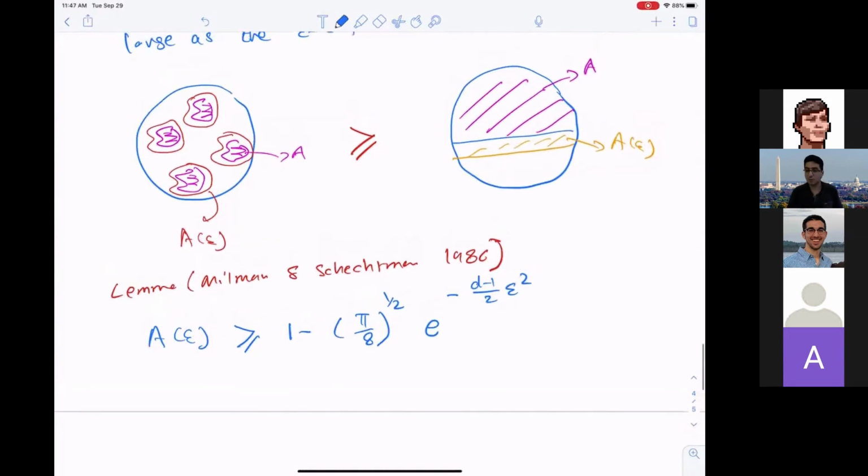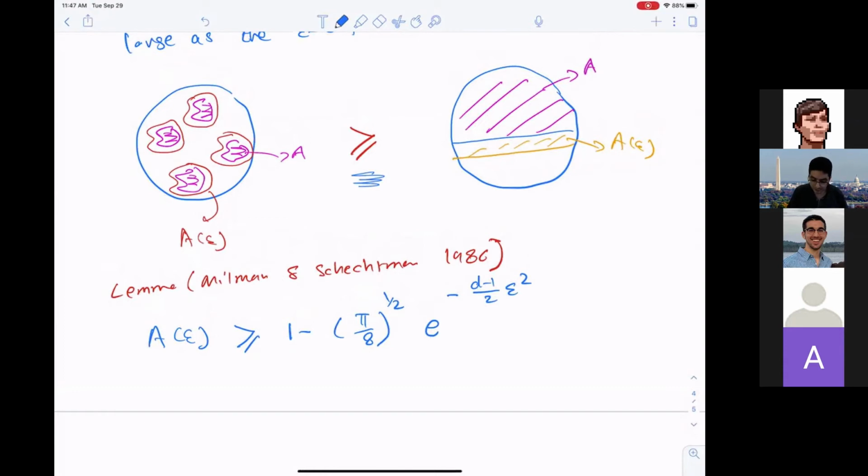So that's it. You give me any shape on the sphere that covers at least half of the surface area. I know the epsilon expansion of that is as large as the epsilon expansion of a half sphere. And I know the epsilon expansion of a half sphere is lower bounded by this quantity that depends on the dimension and the epsilon.